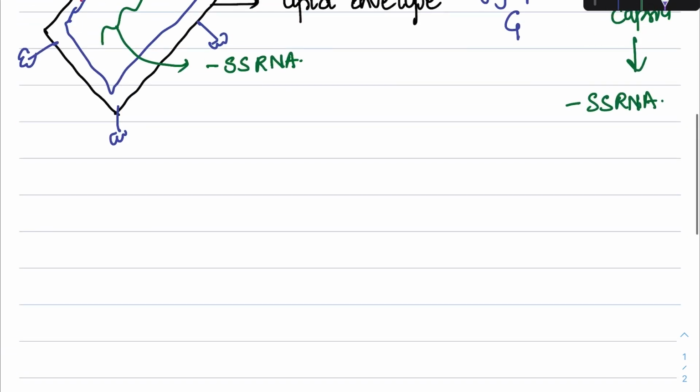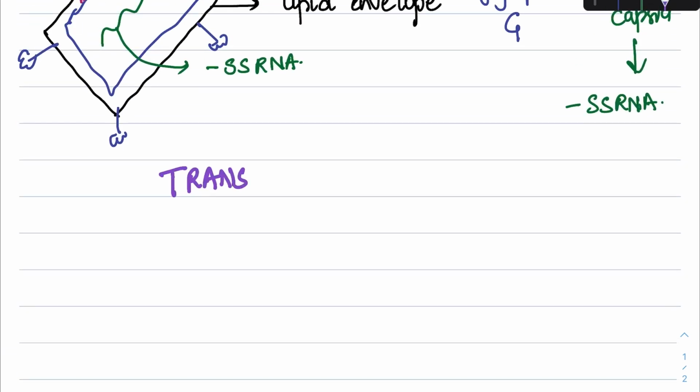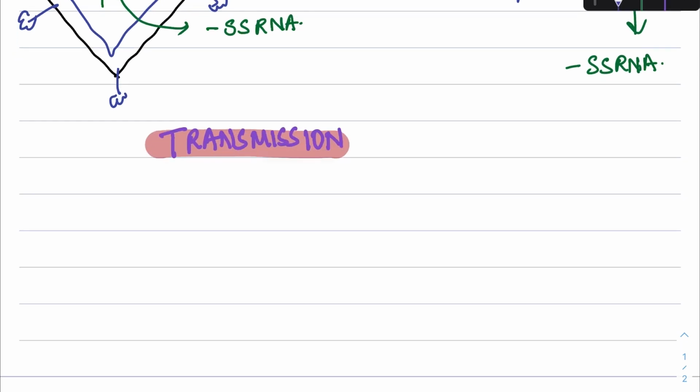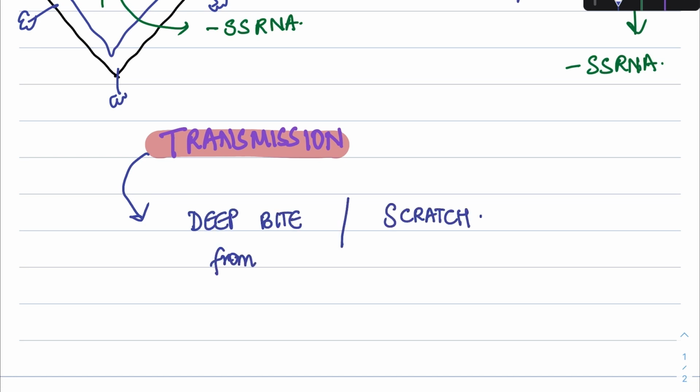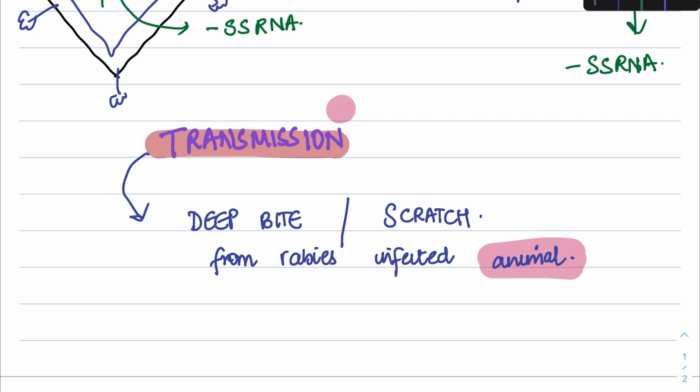Let us move on to the transmission of the virus. How does the human get this virus? The human gets this virus when an infected rabid animal bites a human being. This can be in the form of a deep bite, in the form of a scratch, or the saliva being transmitted to the wounds of the human.